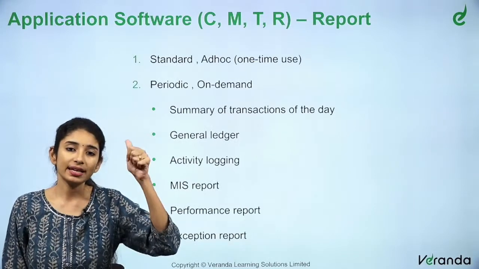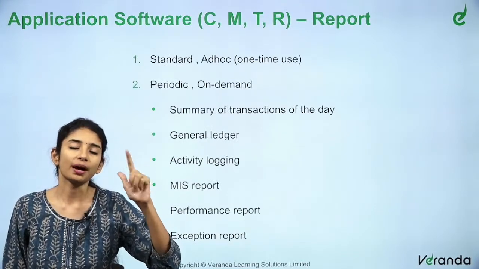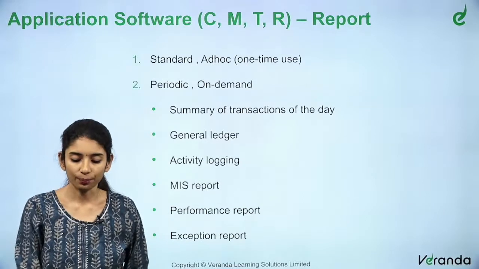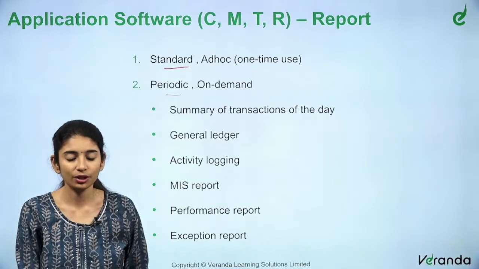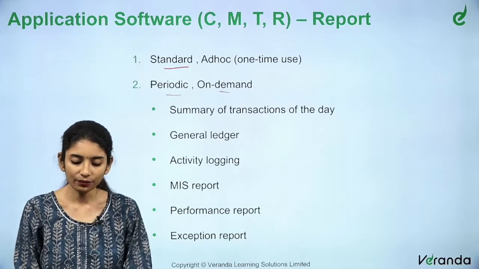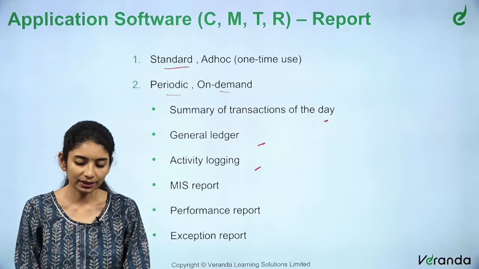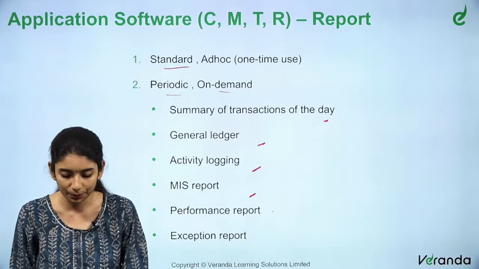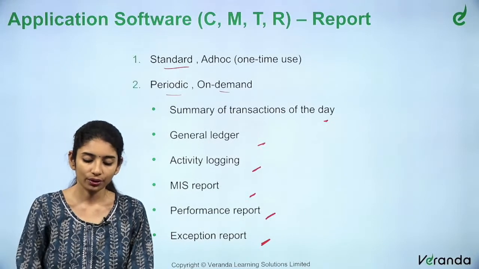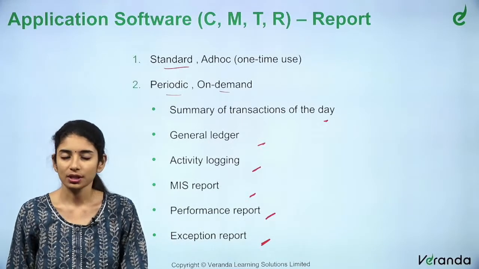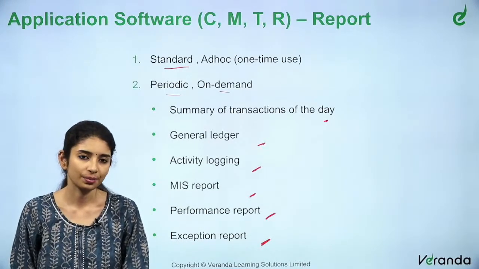CMTR: configuration, master, transaction and report. R for report. Now for these reports, I need to make sure that they are standard in nature, periodic, on demand: summary of transactions of the date, general ledger, activity logs, management information system report, performance report, exception report. So many periodic reports. Just one glance through should be enough.